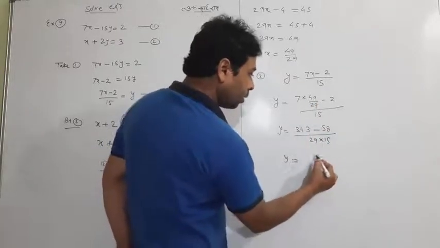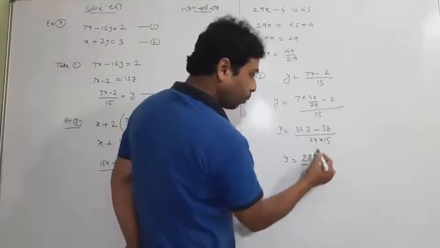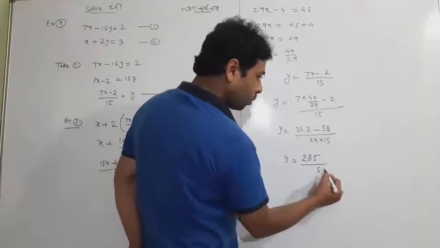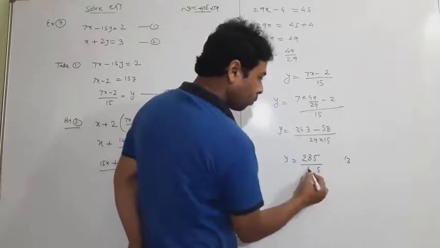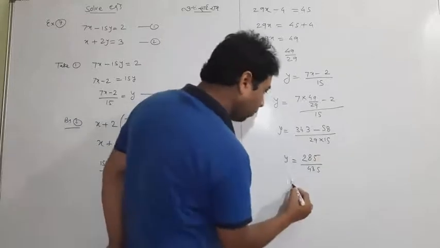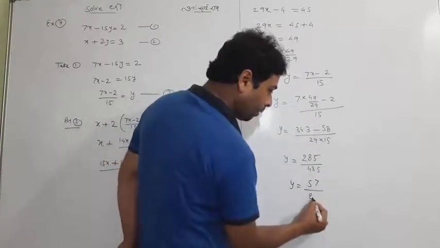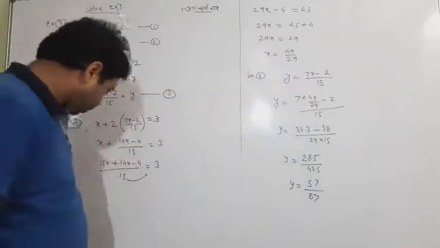Finally, this is 285 upon 435. And I think it can be cancelled by 5. 5 fives are 25, 5 sevens are 35, 5 eights are 40. So 57 upon 87.